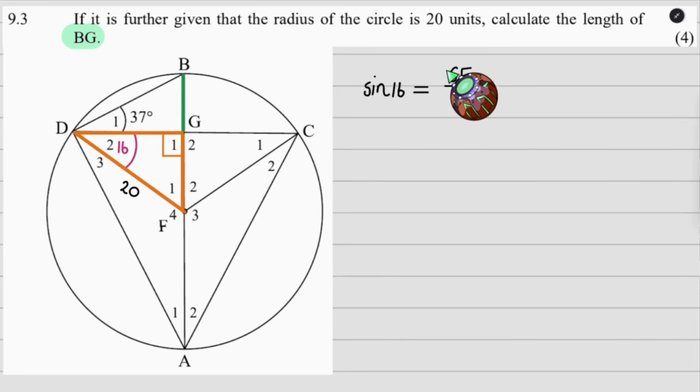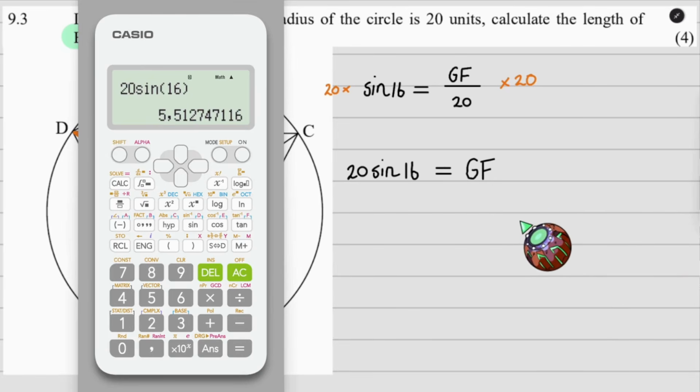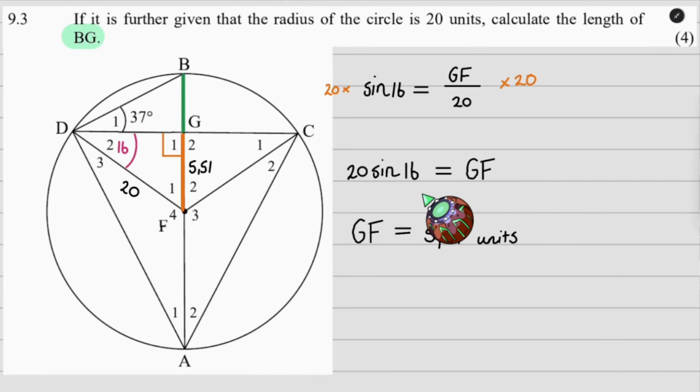And then what I do to get GF on its own is I multiply both sides by 20. So it kind of sneaks its way in front over there. And that smells like a calculator problem to me, boss. Okay, chuck that in, press equals, and we get 5,51 units for GF. Okay, so now we're almost at the finish line.